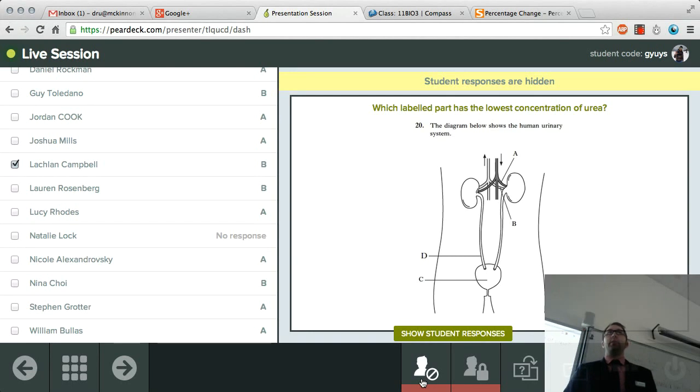Yeah, but it said the lowest concentration. Ah, so B is right. My bad. Sorry. Hold my hands up. I got that question the wrong way around, because I was reading it wrong. B is the right answer. A is the wrong answer. If it was the highest concentration of urea, A would be the answer. Sorry.